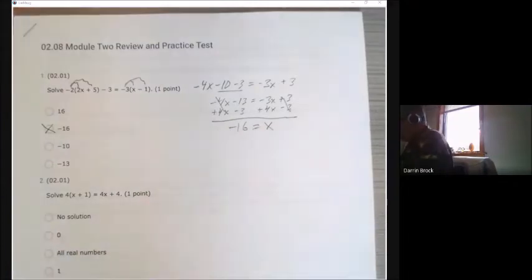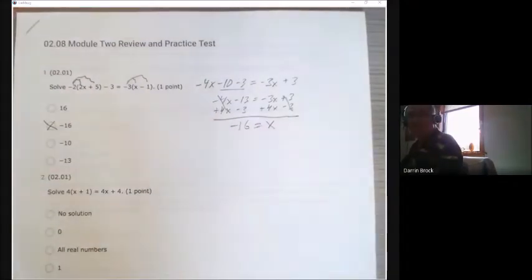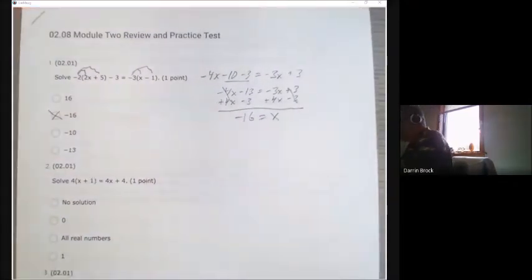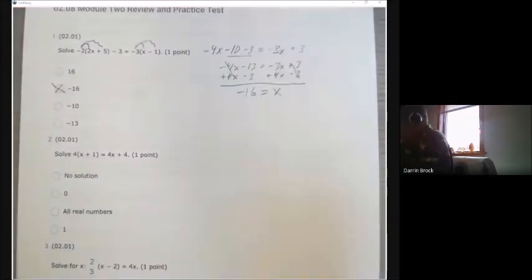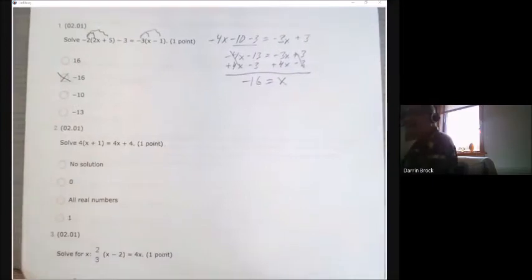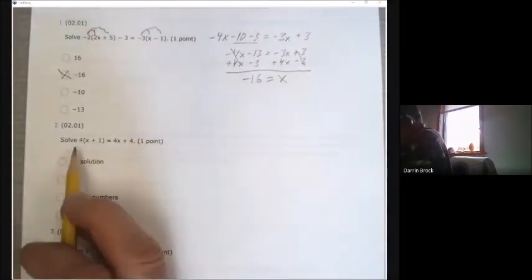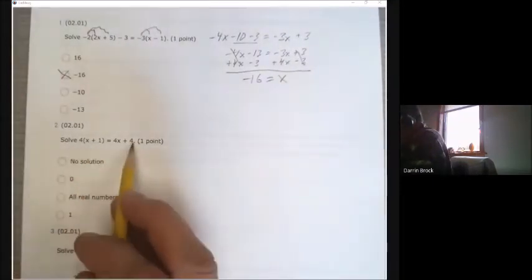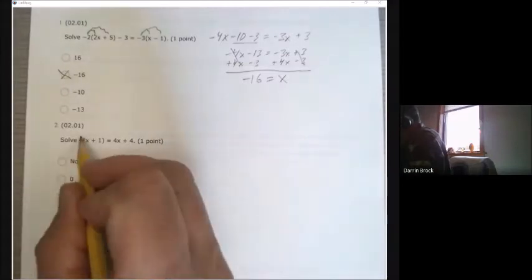I just took a practice test, printed out a version of the practice test, and we're working through it on paper. So that's the first one, -16, just by solving for x. Okay, the second problem, very similar. Solve this. So we have to distribute first. We got to get rid of the parentheses.